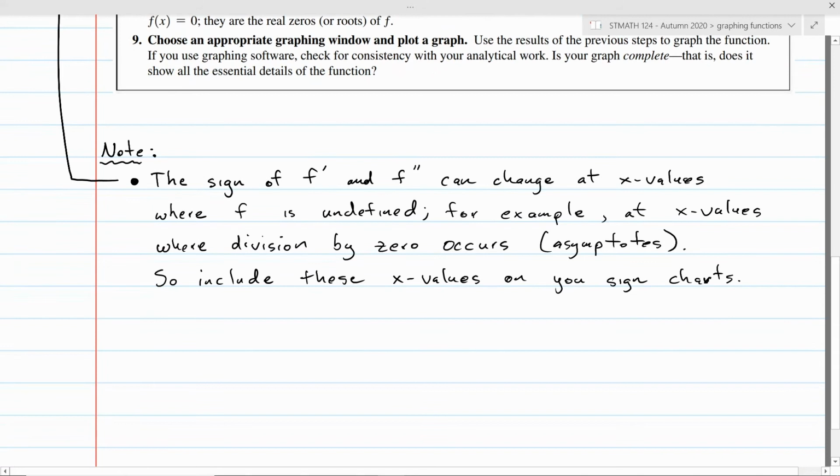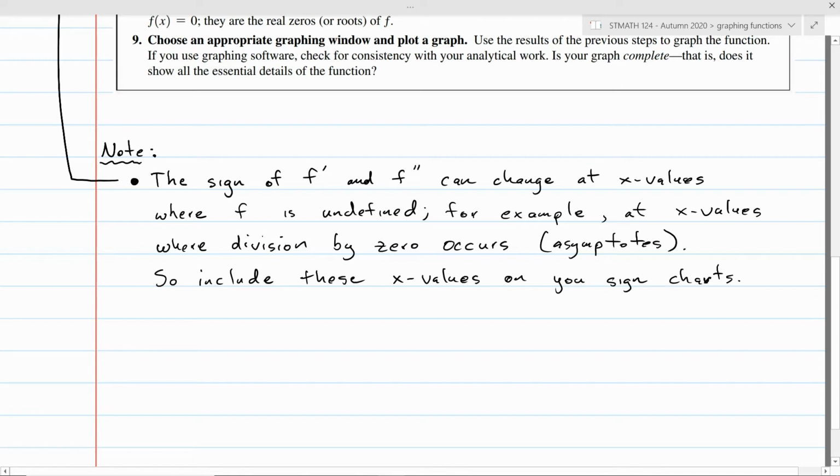And then choosing an appropriate window. Well, I think that'll be obvious. After you've done all the steps above, you're going to know where all your critical points are, and that'll determine what size window you should use along the x-axis. And then the scale you need on the y-axis will depend on where it crosses the y-axis and what the y values are at important points on the graph, like at the maximums and minimums and at the inflection points. So the size of the window will emerge from this process.